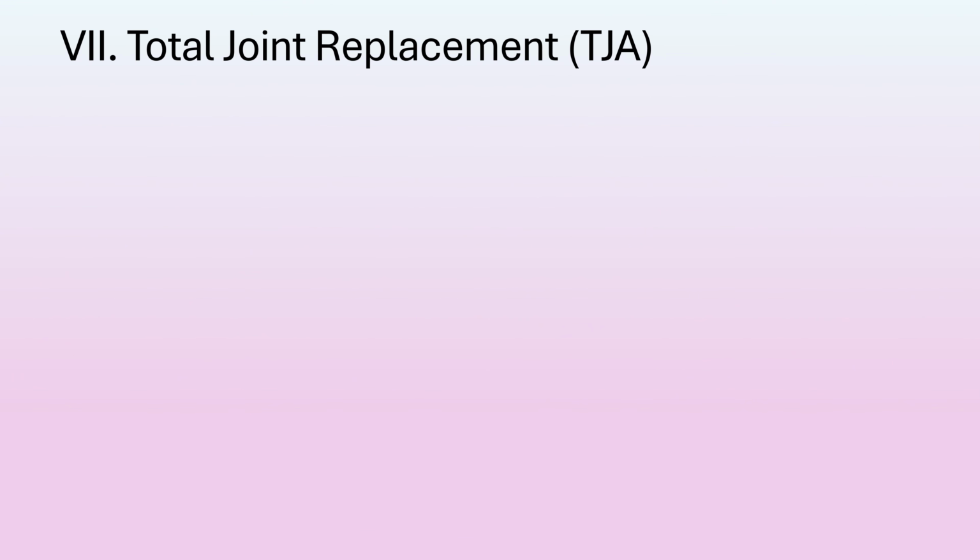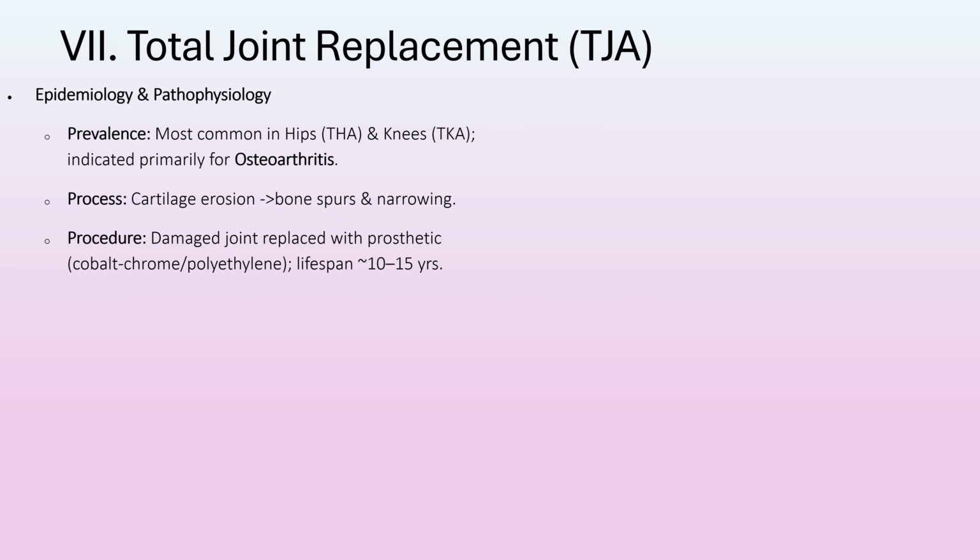Total joint replacement is a surgical procedure to replace a damaged joint, most commonly the hip or knee. It is often indicated for patients with severe osteoarthritis that has not responded to conservative treatments like exercise and analgesics. The procedure aims to relieve pain and to restore function in joints affected by degenerative conditions.